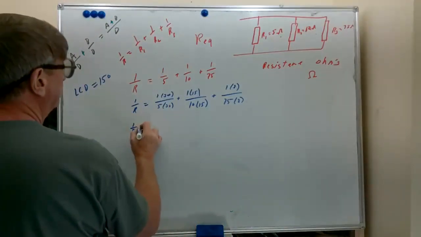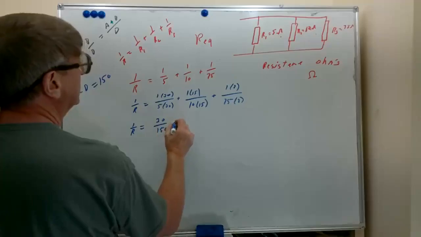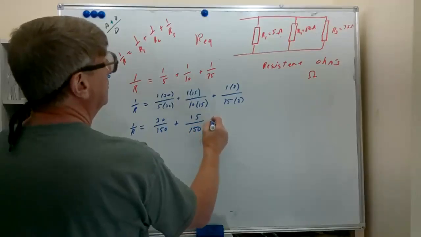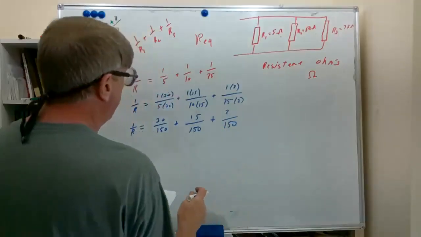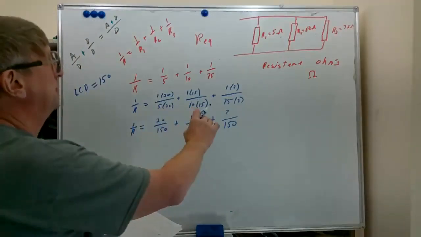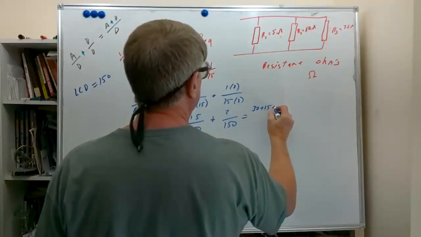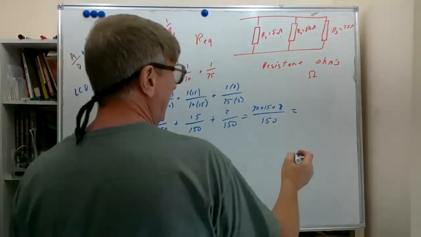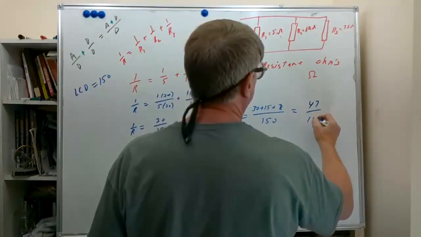We'll say 1 over R is equal to 1 times 30, which is 30, over 150, plus 1 times 15, which is 15, over 150, plus 1 times 2, which is 2, over 150. Now we have a common denominator, so we can add these fractions just by adding the numerators up. So it's going to be 30 plus 15 plus 2 over 150, which is equal to 47. 30 plus 15 is 45, plus 2 is 47 over 150.